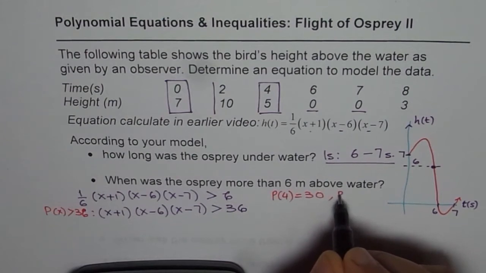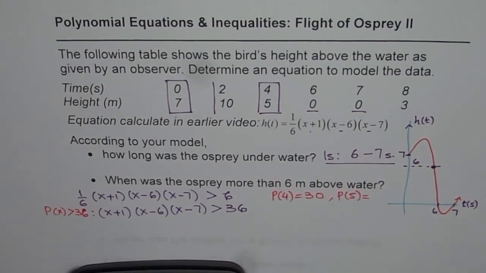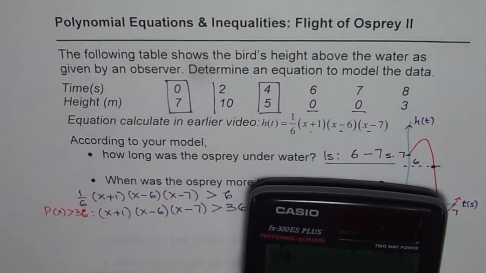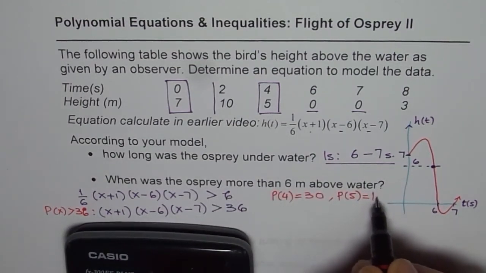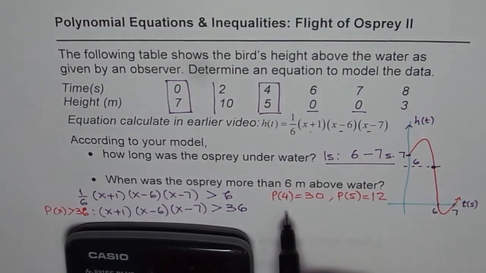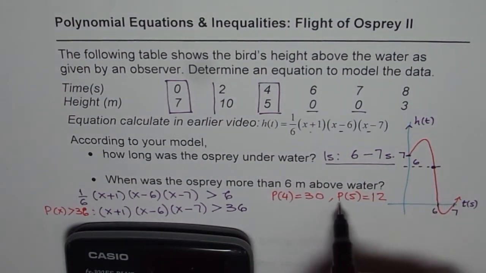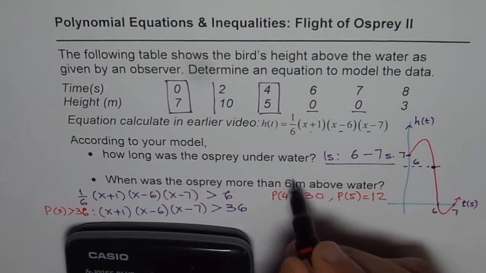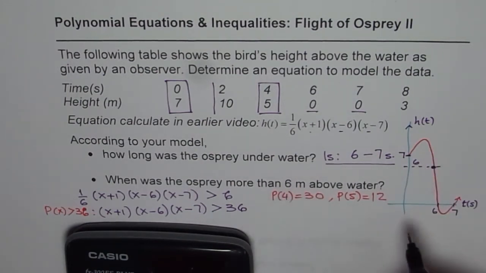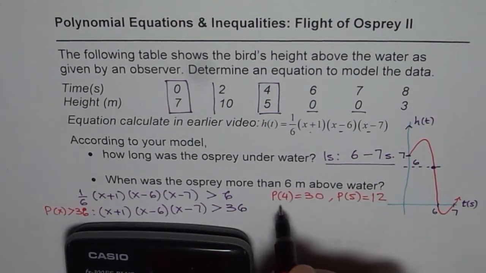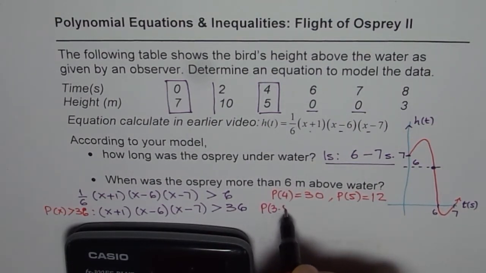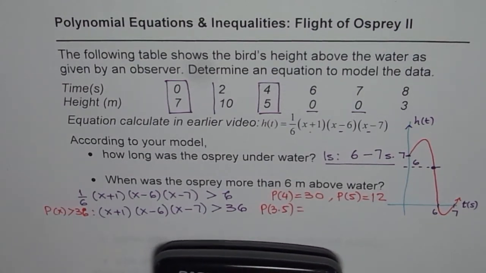Now let's find p of 5. So p of 5 will be (5 plus 1) times (5 minus 6) times (5 minus 7), which gives us 12. So p of 5 is 12. The values are decreasing, so there was no point finding p of 5. We should go backwards and find what is before this. We are looking for 36, so we should find p of 3.5, slightly before 4. Let's do that now.